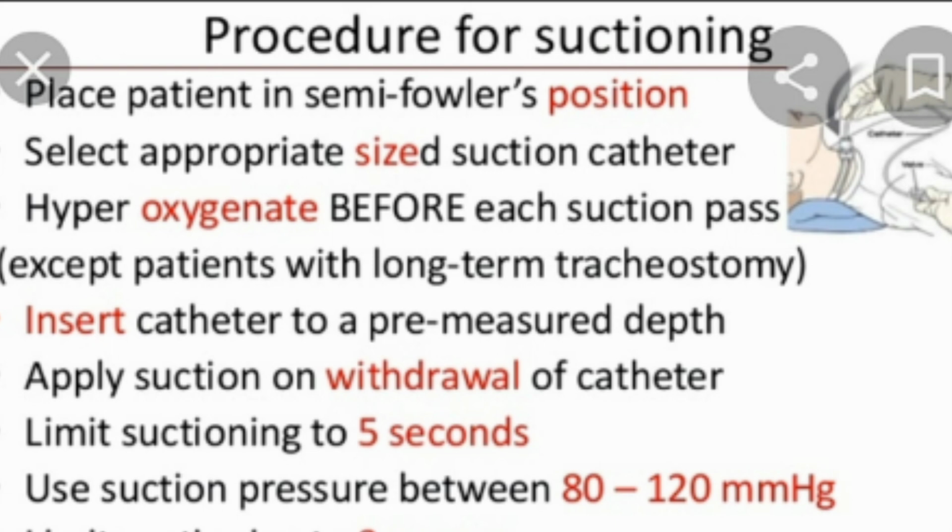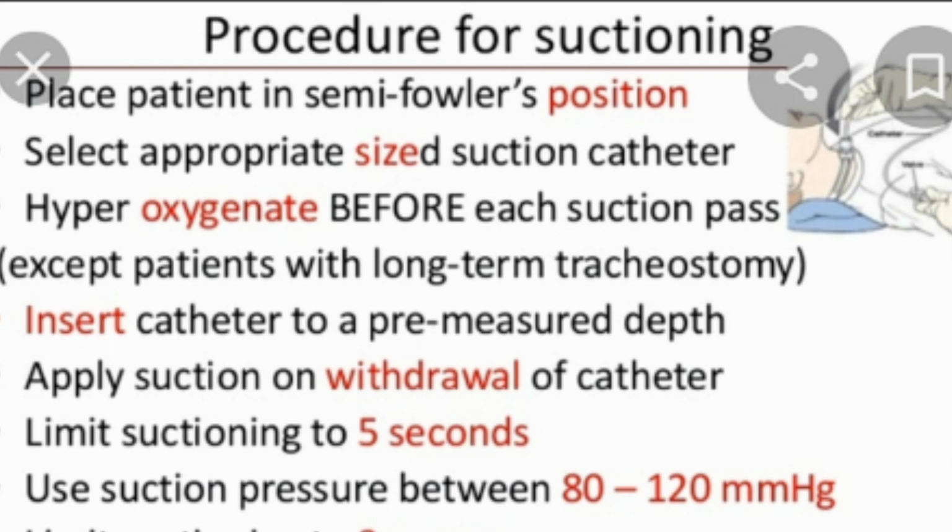Our third point is hyperoxygenate before each suction pass. That means before doing suctioning, we have to provide pre-oxygen. Because once we are doing suction, we are taking all the oxygen from the lungs. The patient's lungs can collapse. That's why we are giving pre-oxygen to support the lungs.